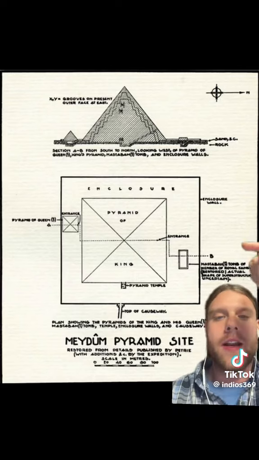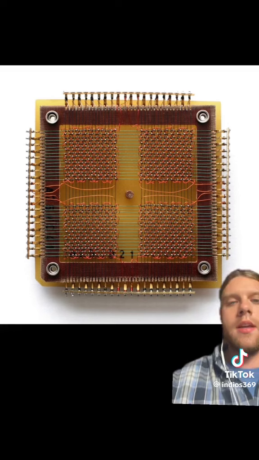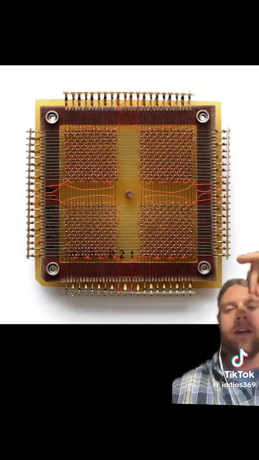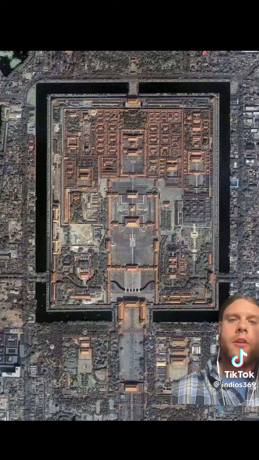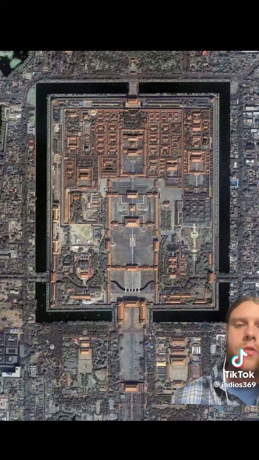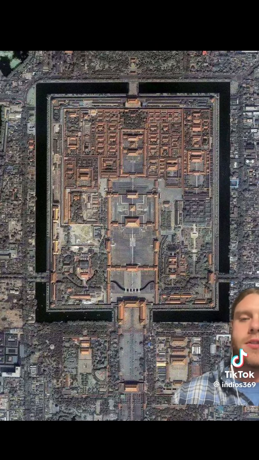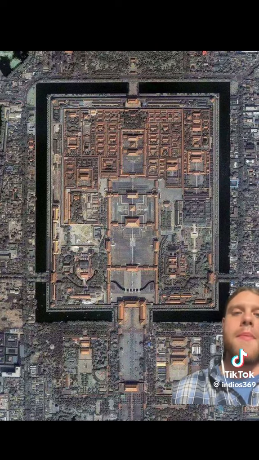The pyramid right here lines up perfectly with a computer chip. Here's your computer chip for reference right here. And here's another ancient aerial view of a civilization. This was all lined up and laid out to allow the electrical flow to run through these cities through wireless local telecommunications, whether it was through water, sound, electricity, magnetic fields. This is how they powered these cities.